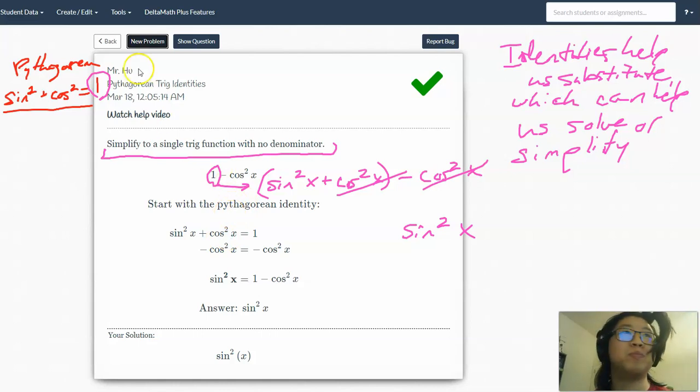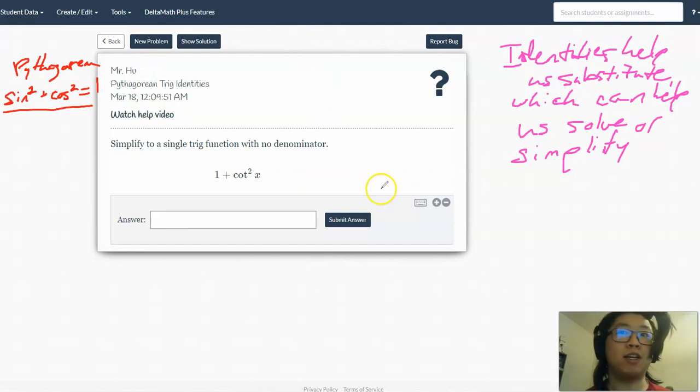Right, let's see another one. All right, I'm back here with a second example. This time it's pretty similar looking, but instead of cosine, we now have our cotangent. Well, the Pythagorean identity doesn't have cotangent in it. So we're going to take a couple of different steps to make sure it sets up to where we want it to work. So follow along here as I work with this.